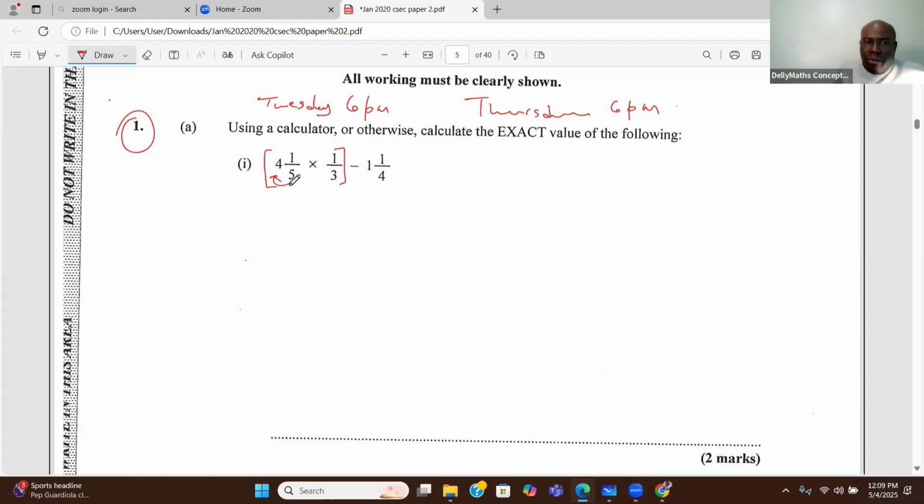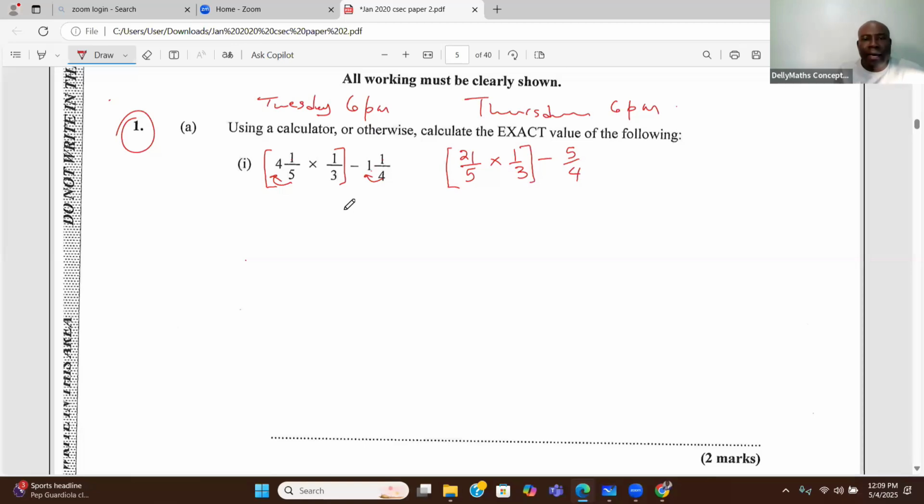So 5 fours 20 plus 1, that's 21 over 5 times 1/3. And I'm just going to change this. 4 ones 4 plus 1, that's 5. So that's minus 5 over 4. We're going to work out this part.